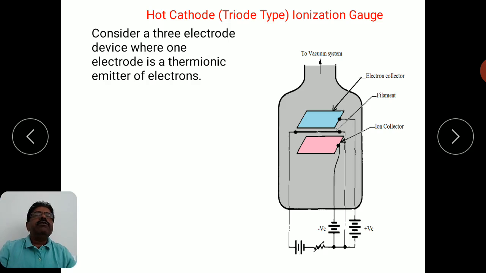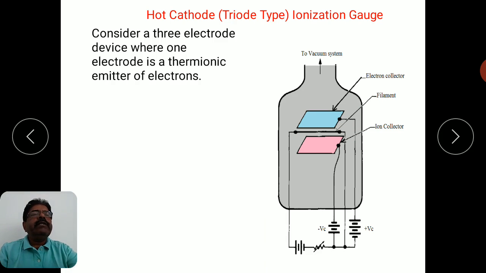So let us see first of all the typical diagram of this hot cathode triode type ionization gauge. Triode, so obviously there are 3 electrodes. So this is a 3 electrode device where one electrode is a thermionic emitter of electrons. That means the filament which is heated, and you can see here the filament, it is mentioned here, this arrow. So the central one, the horizontal line, indicates the filament.